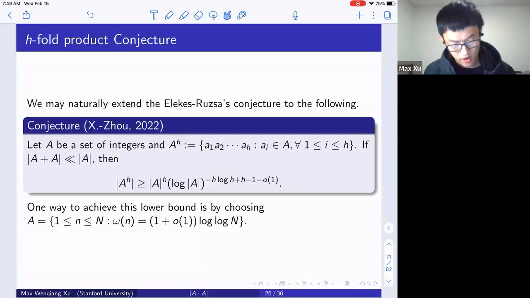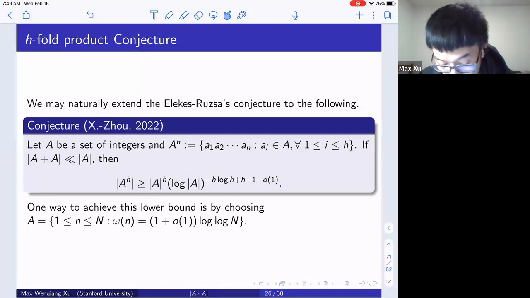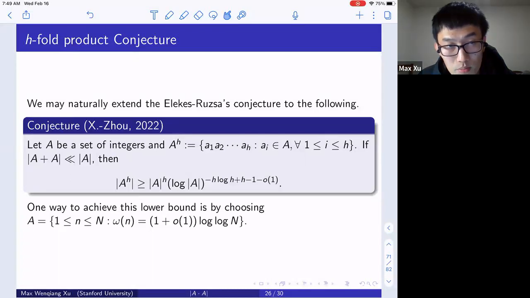Now, just before I end, after the proof of Theorem 2', I want to mention a conjecture. We believe that a similar thing should also hold for the H-fold product. So instead of considering just A1 times A2, you can consider A1 times A2 up to AH. If you know that A plus A is a constant times A, then how about the size of the H-fold product of A?